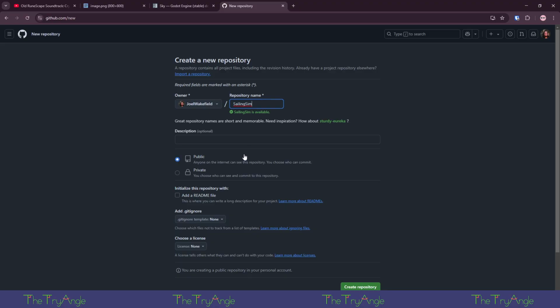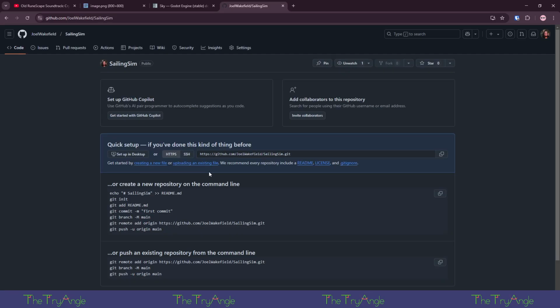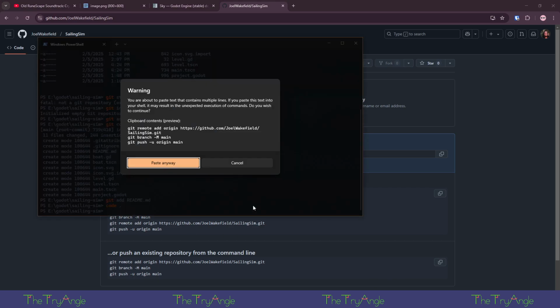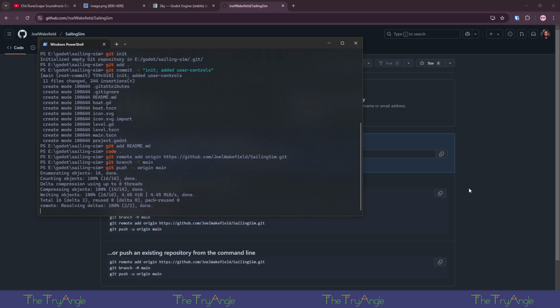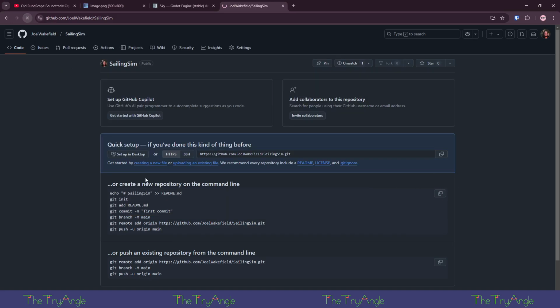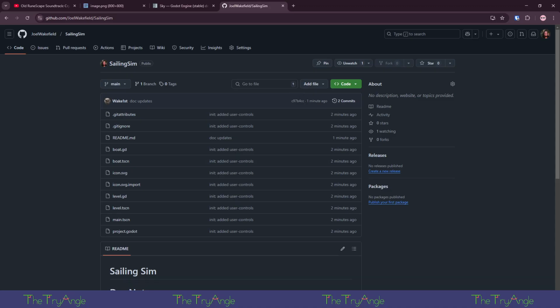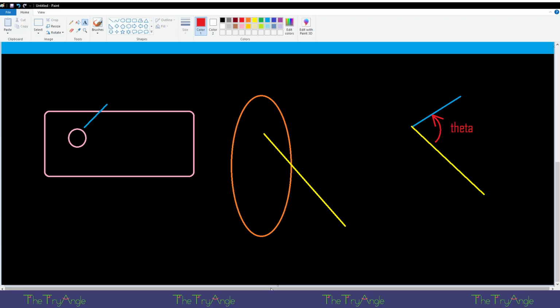Sailing Sim. Let's see, I don't want to add anything to it. And we'll grab that. And yes, it's okay. Push to main. And we should have at least our first bits here. I'm going to mess around with some of the security, so hold on a minute. Here, take a look at Microsoft Paint. Yeah, you remember that? Wonderful.